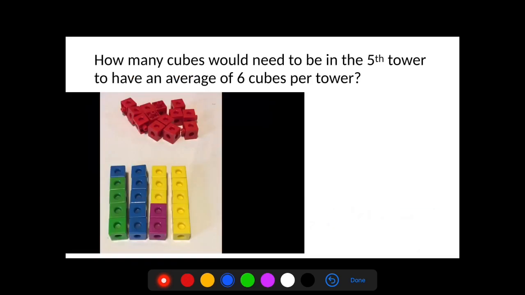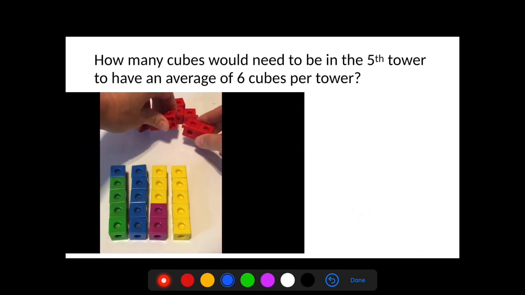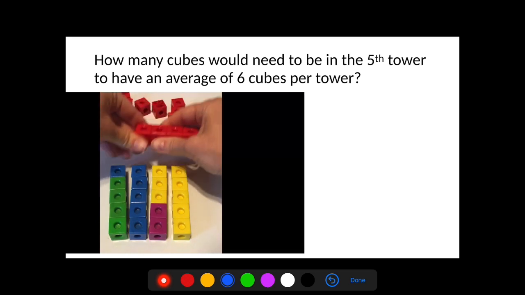I can use this strategy for more difficult problems as well. How many cubes would need to be in the 5th tower to have an average of 6 cubes per tower? So I'm starting where I left off on the previous slide, where I had 4 towers, each with 5 cubes. So if I'm going to have 5 towers with an average of 6 cubes per tower, I'll start by creating that 5th tower with the 6 cubes.